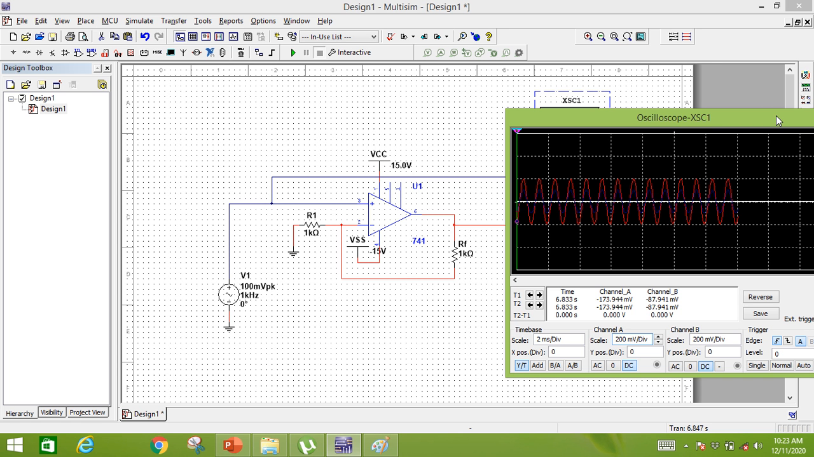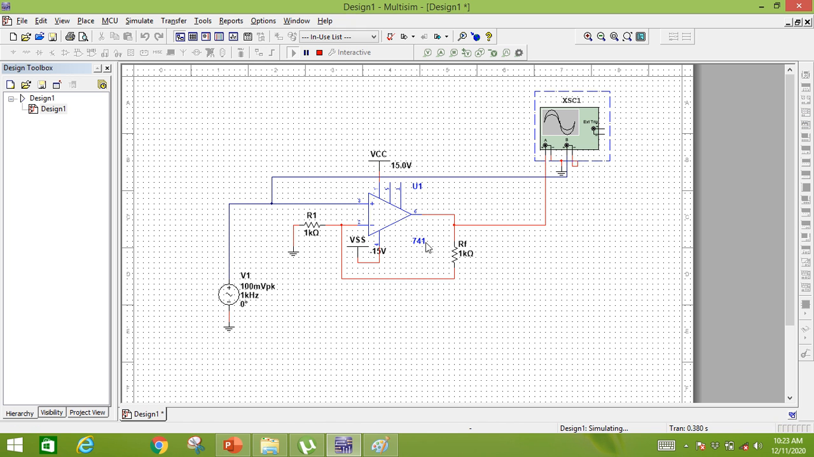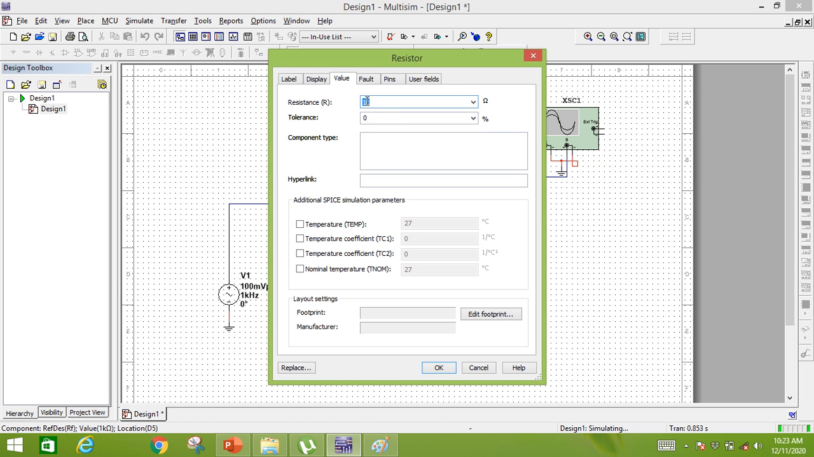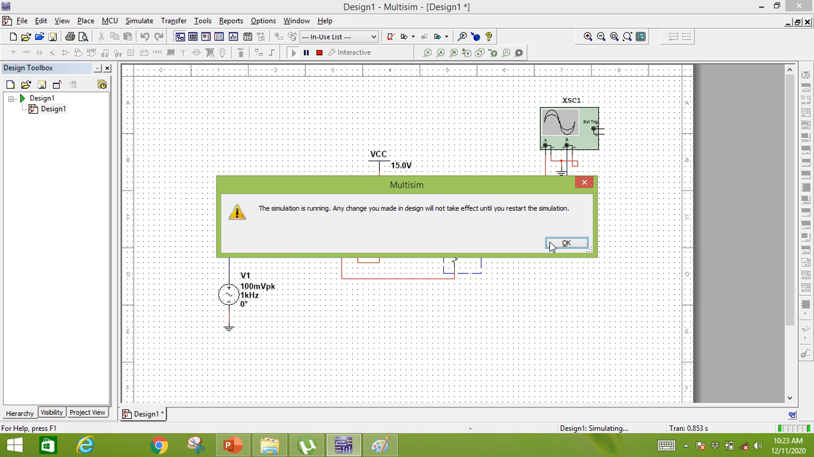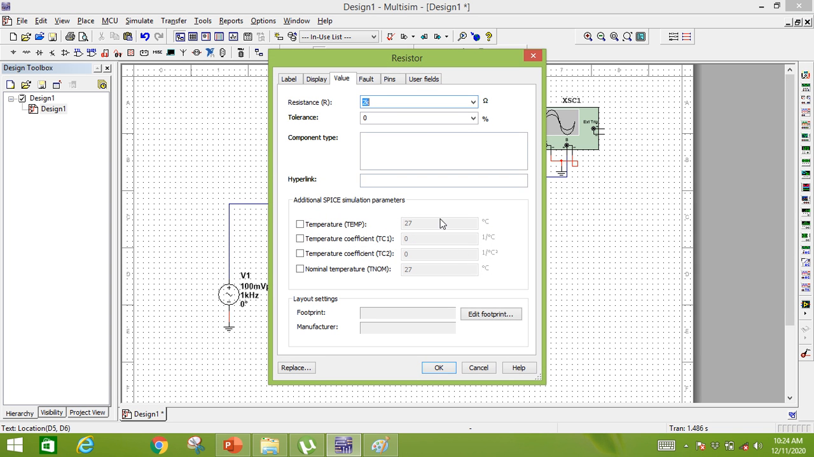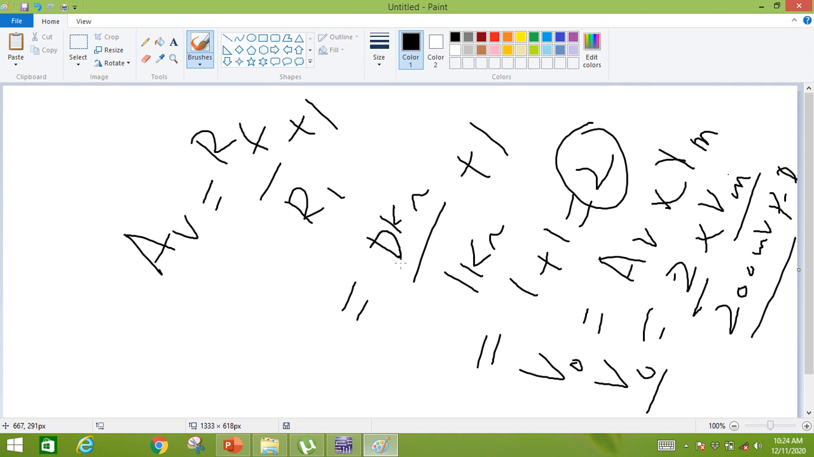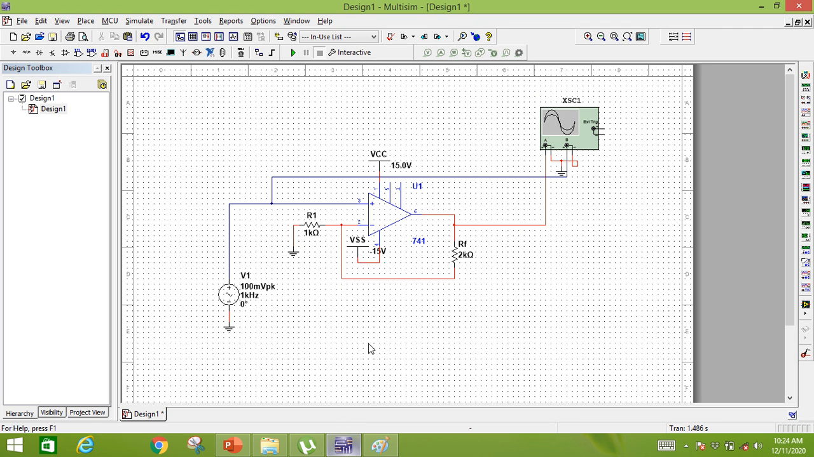अब हम क्या करते हैं? Let's change the value of RF. Let's change it to 2 kilo ohm. Now RF is 2 kilo ohm, so this will be 2 kilo ohm. So now we will have 2 plus 1, तो जो हमारा voltage gain है that will be 3. It means that कि जो हमारा output voltage है that will be 3 times the input voltage, not 2 times. So let's run this circuit.